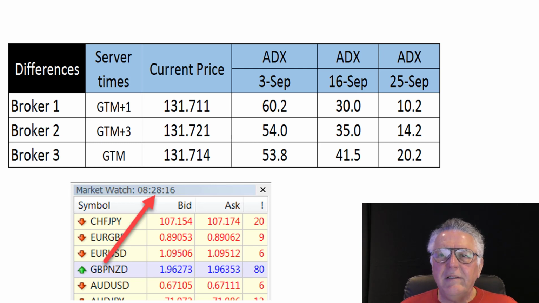Okay, so now just a little bit of information. If you want to find out what time your broker server is, you just go to the Market Watch and you'll see a time on the Market Watch there, and that will tell you what your broker server time is. And then all you do is you Google GMT now, and it'll tell you what the GMT time is, and if it's the same, then obviously the broker is using GMT. If it's slightly different, you can then say it's either GMT +1 or 3 or so on. So a little tip there.